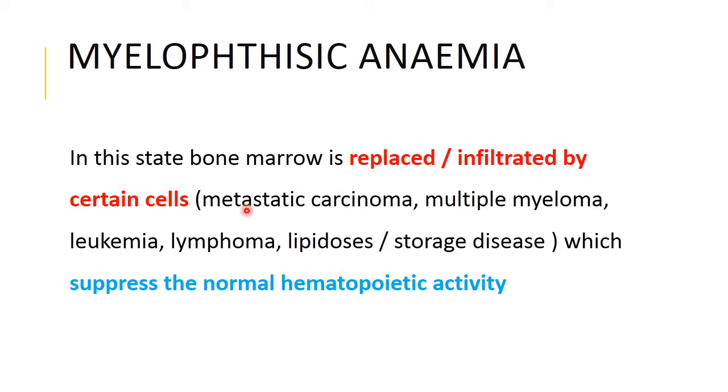Some conditions are metastatic carcinoma, a cancerous state where the cancerous cell moves from its primary region to other regions. Multiple myeloma, a cancer of plasma cells. Leukemia, the cancer of the WBCs. Lymphoma, the cancer of the lymph nodes. Lipidosis or storage disease, a genetic disorder where there is accumulation of lipid content in the body due to the deficiency of certain enzymes. These conditions will suppress the normal hematopoietic activity.